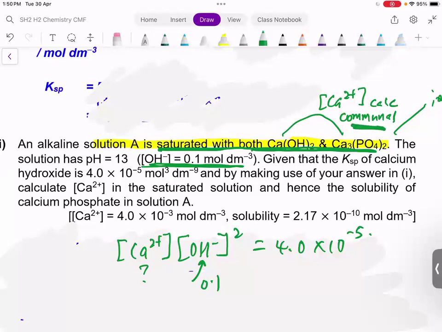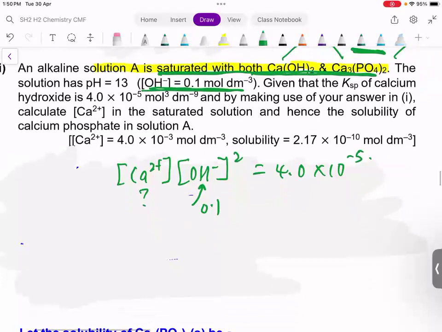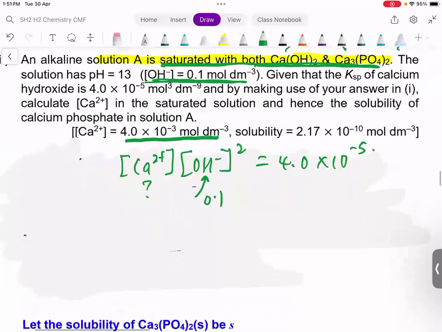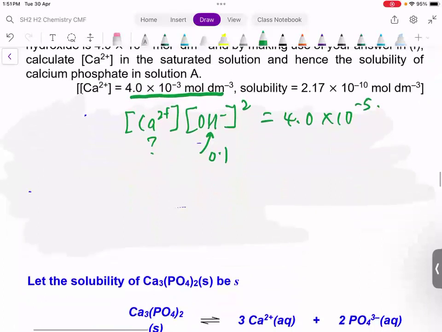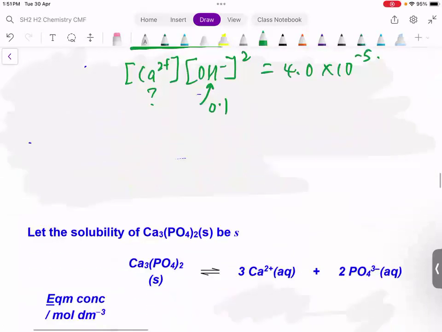Right, so you are able to calculate this? Then after that, what do you do? What's the answer to this part? So what's your calcium 2 plus? Oh, it's here already, 4.0 times 10 minus 3. All of you can get it. Okay, so with this in mind, how are we going to calculate the solubility of calcium phosphate? How do we do that?